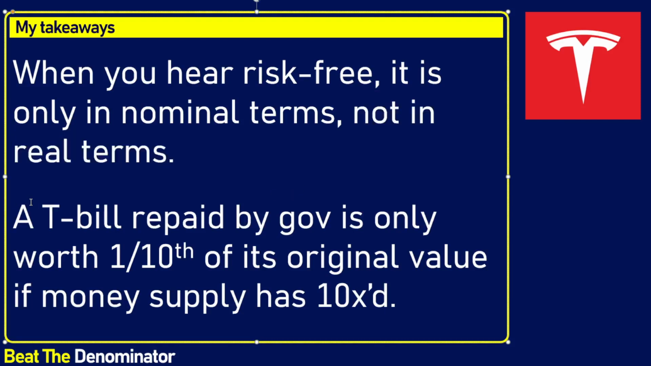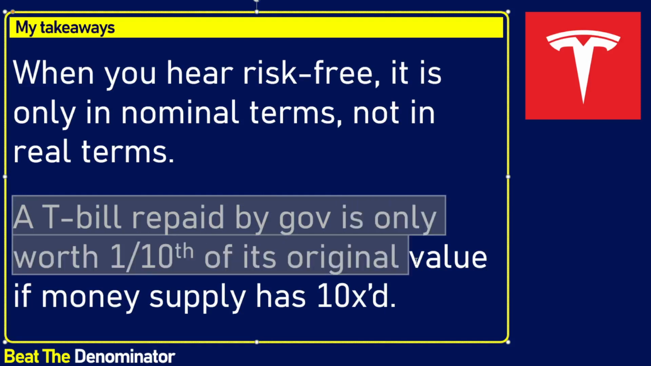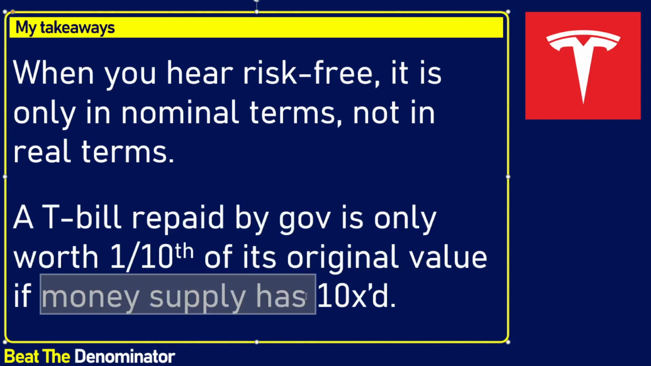So imagine this. A T-bill, a treasury bill, repaid by the government would be only worth 1/10 of its original value if the money supply had increased by 10 times, by 10x. And will the money supply 10x in 30 years, say for a 30-year T-bill? I would argue it's likely. I would argue it probably will. So again, you're locking in losses. You are locking in losses when you're buying a T-bill. A T-bill is just a contract for dollars in the future.